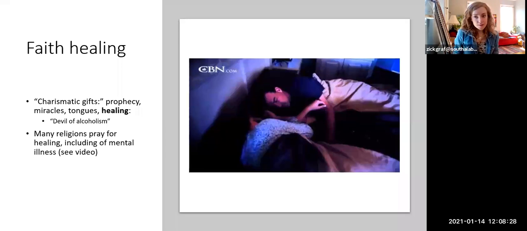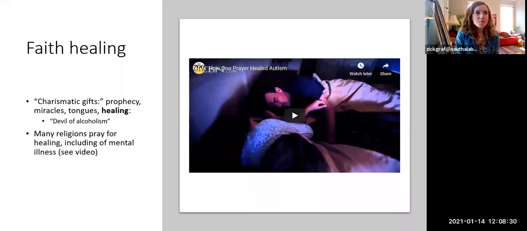Some people still today have a relatively spiritual understanding of psychopathology. In charismatic churches like the Pentecostal church, or in certain evangelical churches, there's a belief in charismatic gifts, including the gift of prophecy, the gift of miracles, the gift of tongues, and the gift of healing. In these religious traditions, people practice faith healing, where they call on a spiritual power to remove a physical or mental disease.